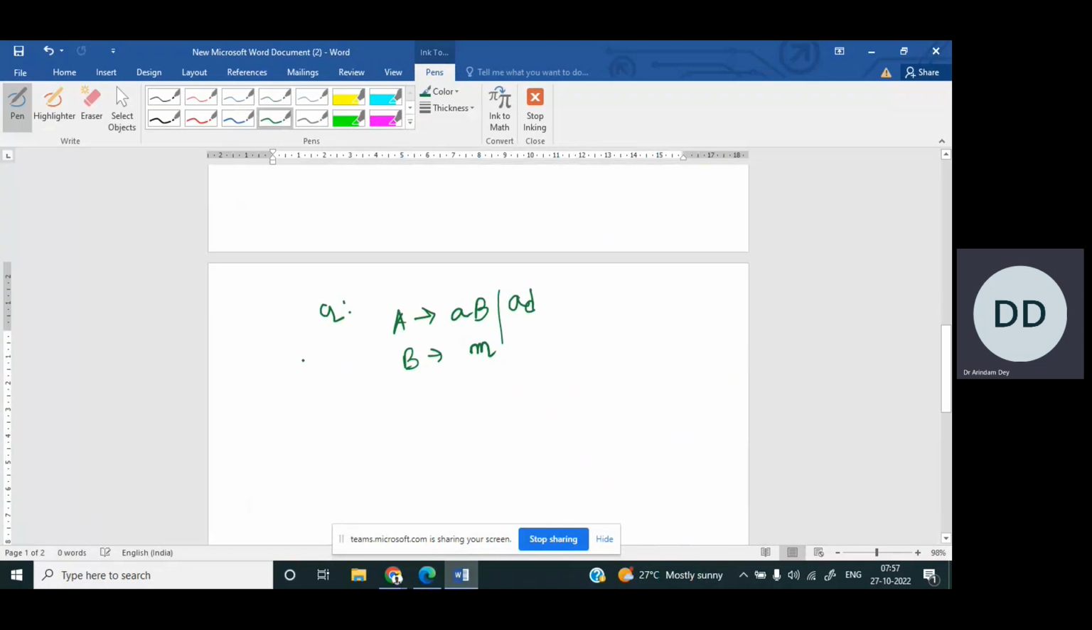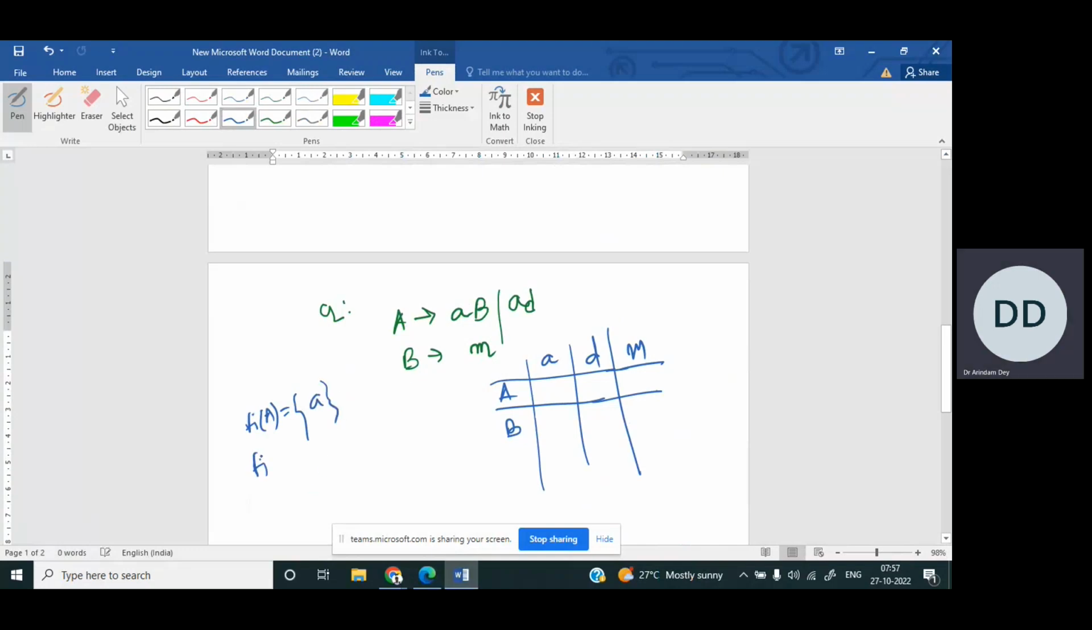For this grammar, to check whether the grammar is LL1 or not, you have to produce the predictive parsing table. A and B, the two variables are there, right? And the terminals: a is a terminal, d is a terminal, and m is a terminal. Three terminals are here. Now we have to calculate the first of A. So the first of A, what are the values? Only a, no other options. First of B is small m, right?